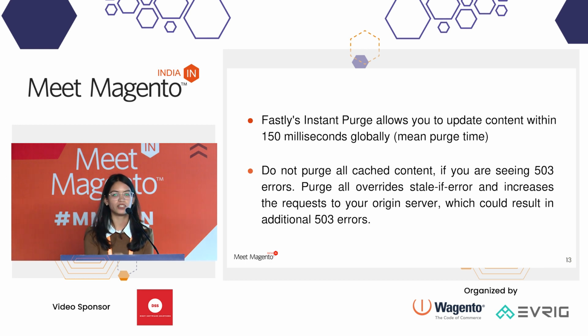Also, if there are 503 errors going on in our production or staging environments, we should not purge the whole data, so that stale content can be shown to the user if we are facing any errors in production. So we should use soft purge so that the whole data is not purged.